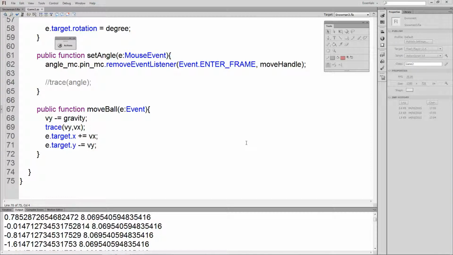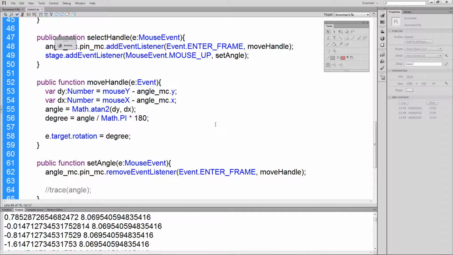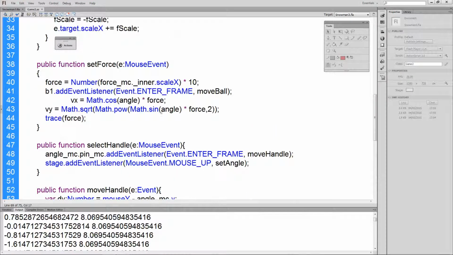Okay, so one little amendment on the last version is that we need to turn Vy into a positive number. So we do that by square rooting the square of that number. The way we do that is we take the Math.sin(angle) times the force and we put that inside of Math.pow, which changes the power, so that's the bit that's getting squared, and that 2 signifies the squaring of it, and then this bit surrounding it is the square root.